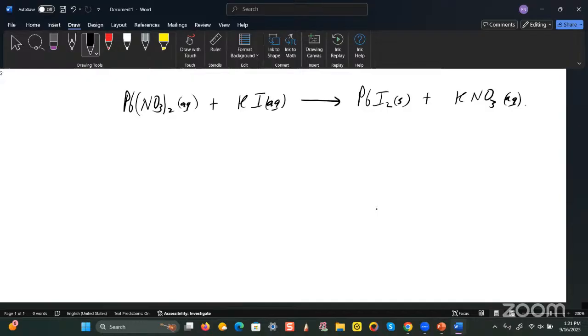Now, this would be, again, the molecular equation. Again, a bit of a misnomer because in this case, there are no molecules formed, but that's a terminology that is used in chemistry for this reaction or this equation, right?